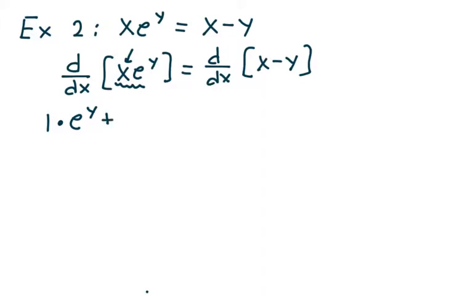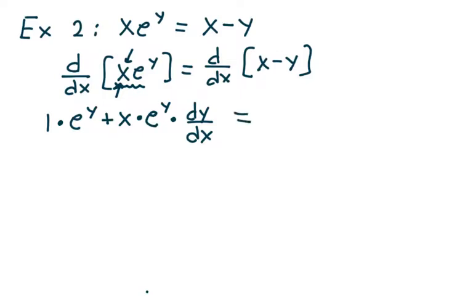Plus, I'm going to write the first function, which is x, and I'm going to multiply by the derivative of e to the y. But remember, you're differentiating with respect to x. And so I'm going to write e to the y times dy/dx. So this is an application of the chain rule. So we're doing the chain rule over and over and over again. And this is what your instructor will be going over in more detail in class. Okay? So this is the product rule.